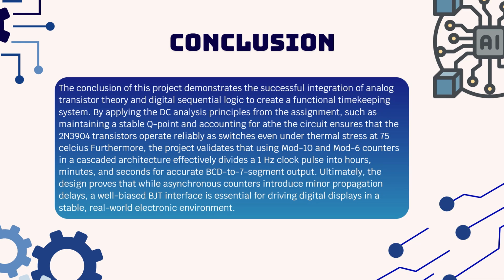In conclusion, this project successfully shows how to build a working digital clock by combining analog transistors and digital logic. By carefully setting up the 2N3904 transistor, we ensure it can handle the heat up to 75 Celsius without failing. We also proved that using a chain of modulus 10, modulus 6, and modulus 3 counters is an effective way to turn a simple electrical pulse into accurate hours, minutes, and seconds. The project demonstrates that a well-designed circuit can stay stable and reliable even in real-world conditions.